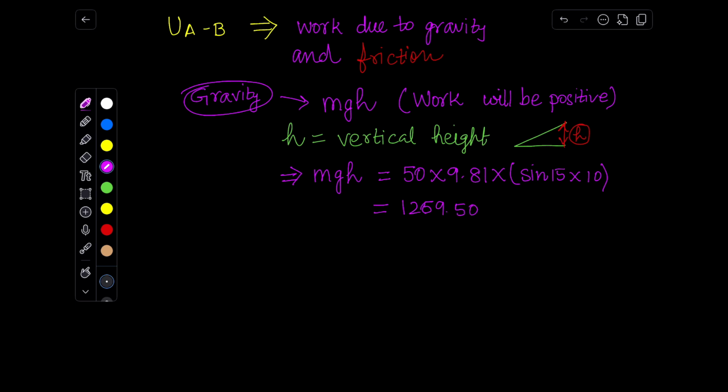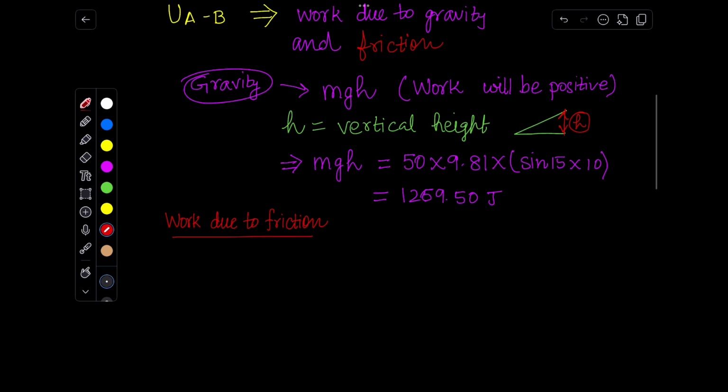Next, we have to calculate the work due to the friction. The friction always works against the direction of the motion. So in this case, the crate is going downward on the inclined surface. It means that the work will be negative, in the opposite direction of the motion.